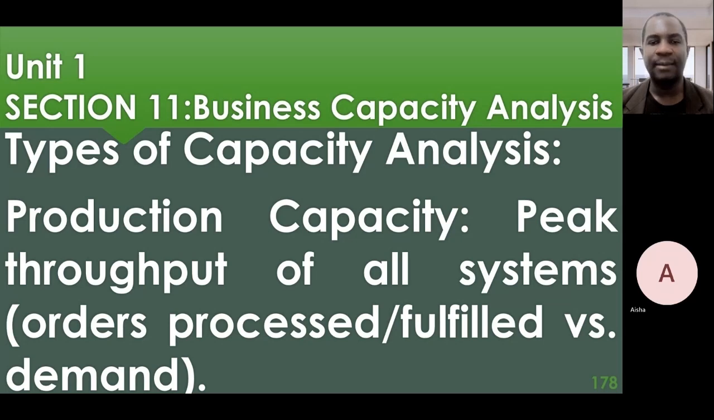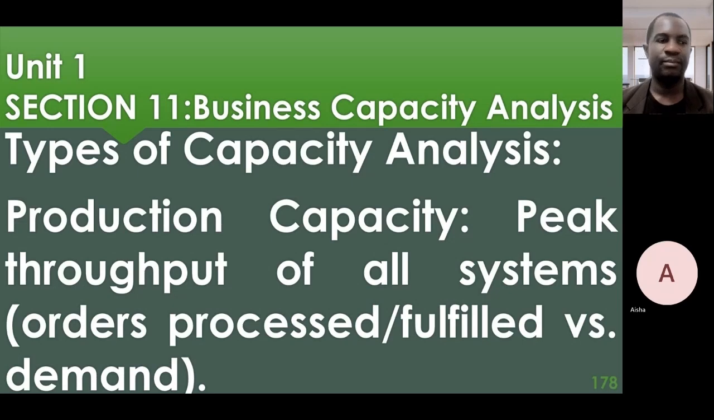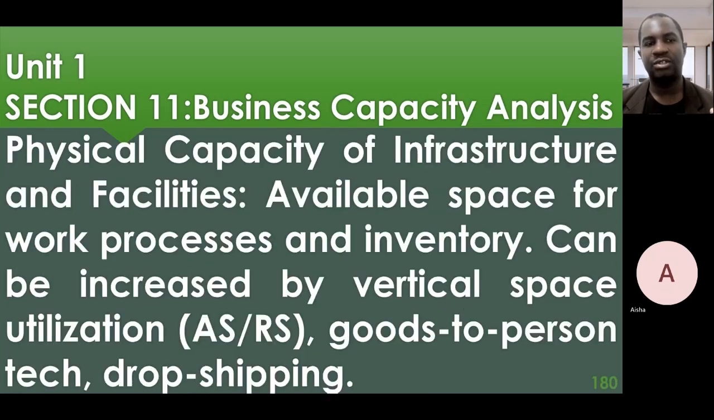If it means building another plant or having a workforce that can meet that 1,000 demand, that is very good. And that's what production capacity speaks to. And it can be increased by automation, depending on what you are producing. You can also streamline your process, improve or upgrade your equipment to the required capacity and the market demand. It's very important, and that's what business capacity is all about.